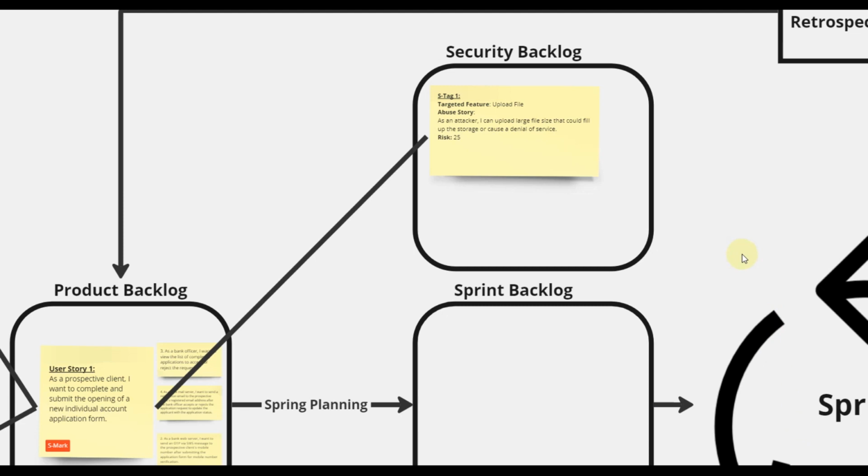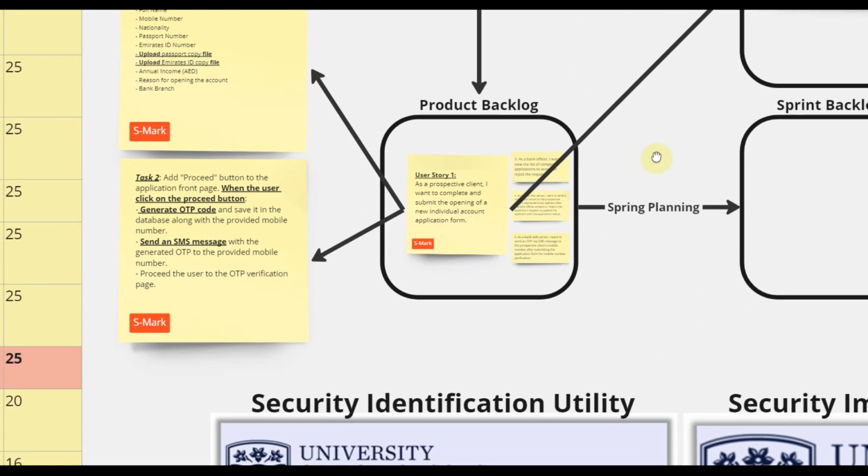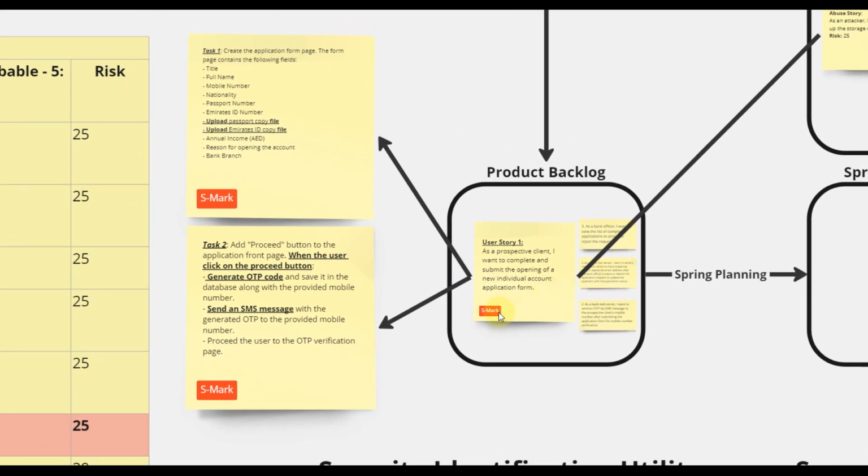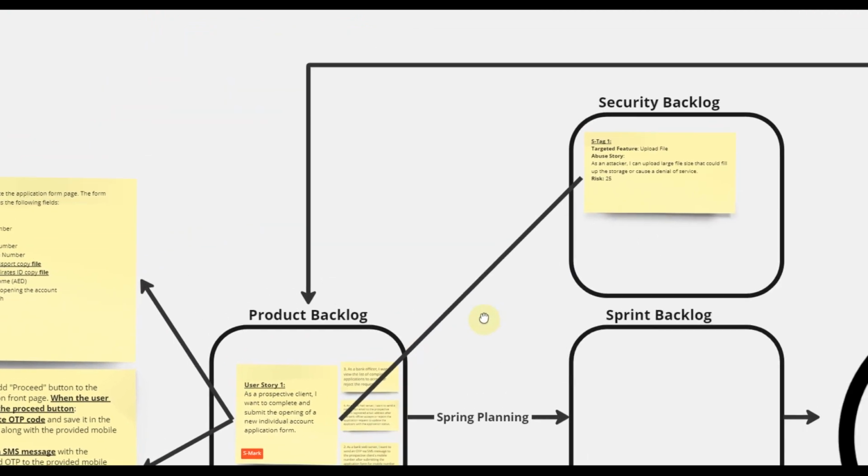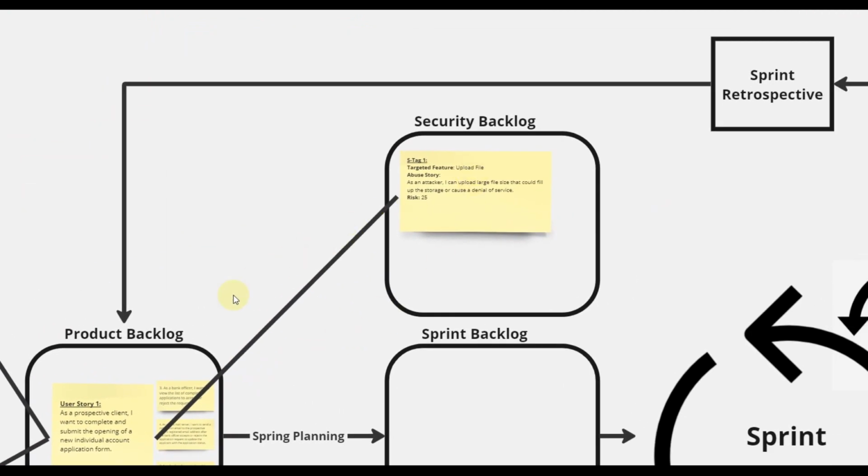Based on this finding, the Scrum team creates a new security story derived from the identified security requirement, tags it with S-tag, places it in the security backlog, marks the original user story that describes the essential feature with S-mark, and connects it to the recently created S-tag story in the security backlog.